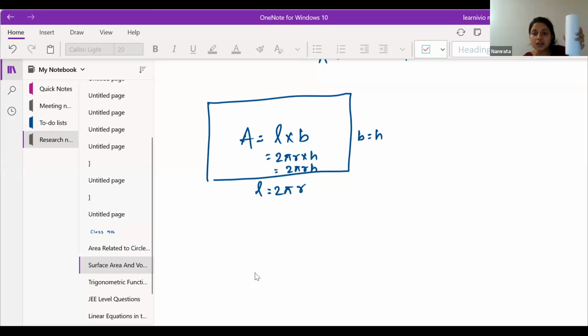So the curved surface area of this cylindrical shape will be 2 pi r h. Why 2 pi r h? This 2 pi r came from the circumference and h is the height we are taking. And it just came from the rectangle's area formula. Rectangle's area is length into breadth. Here length is working as 2 pi r and breadth is working as the height. So we are just multiplying length into breadth to get the area. And that area is serving the purpose of the curved surface area of the cylinder.